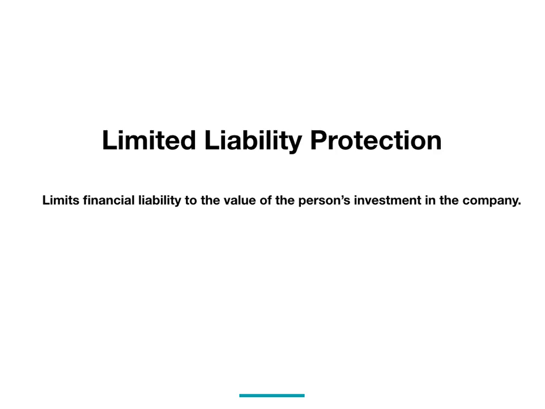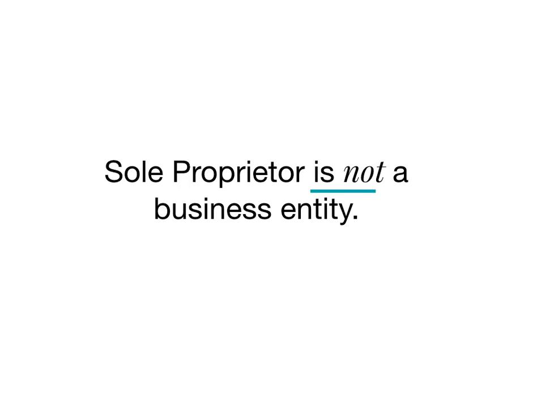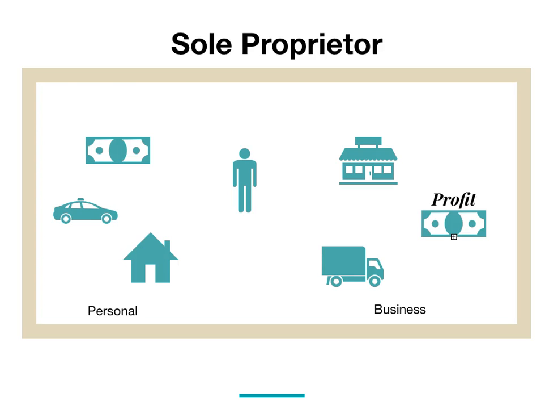Now, there's a reason that I haven't brought up one you're probably familiar with, which is the sole proprietor. Being a sole proprietor is not a business entity. While, according to the IRS, you are considered a business if you are engaging in activity for the sole purpose to profit, when it comes to what a business entity is, a sole proprietor is not a business entity because it does not provide limited liability protection. So, let me explain that a little bit further.